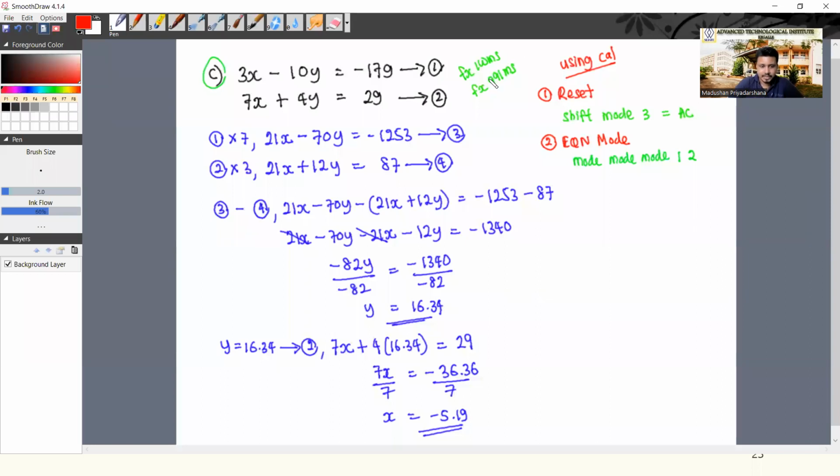Then you can see on the calculator display, on the top, that you can see EQN. That means we are now in the equation mode. Right? Now we are in the equation mode. Then as the third step, we need to enter data.